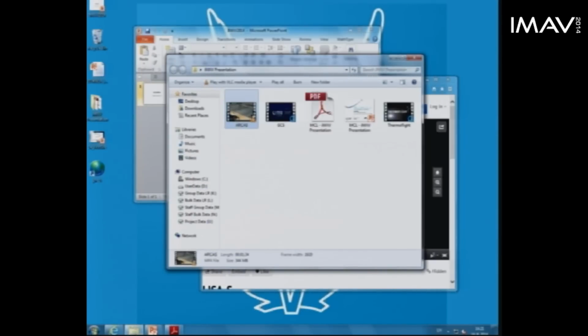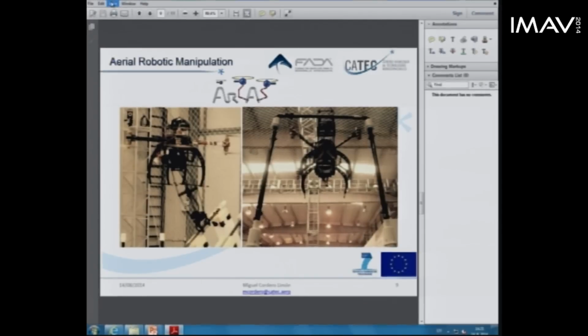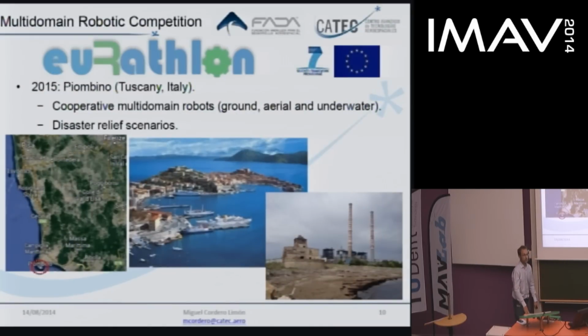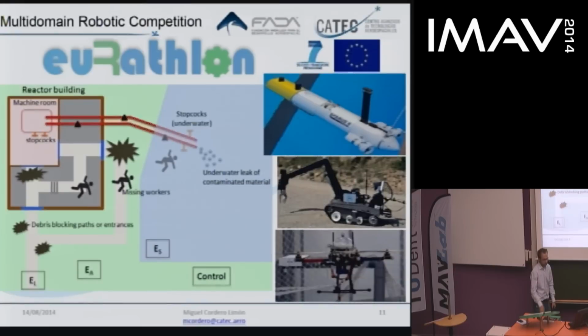And just to finish, as we are in an aerial robotics competition, I also wanted to mention that we think our system can be used for this type of contest. I just want to mention the Eurathlon project, which is also an FP7 project, and it started to organize a multi-domain robots competition for disaster relief scenarios. The idea is that ground, aerial, and underwater robots will have to collaborate to accomplish some disaster relief tasks. It will be held next year in September in Tuscany, Piombino, which will be the location of the event.